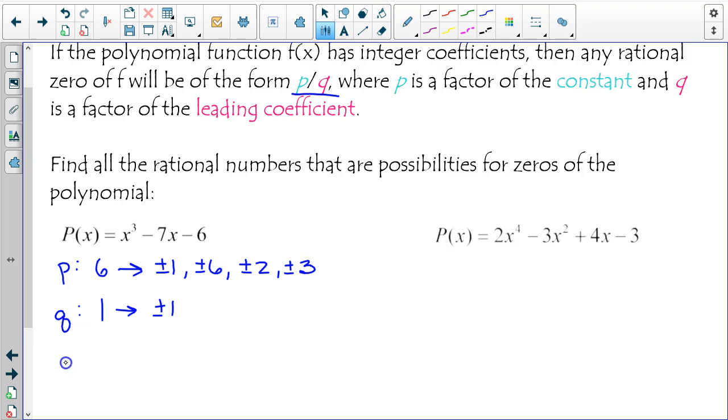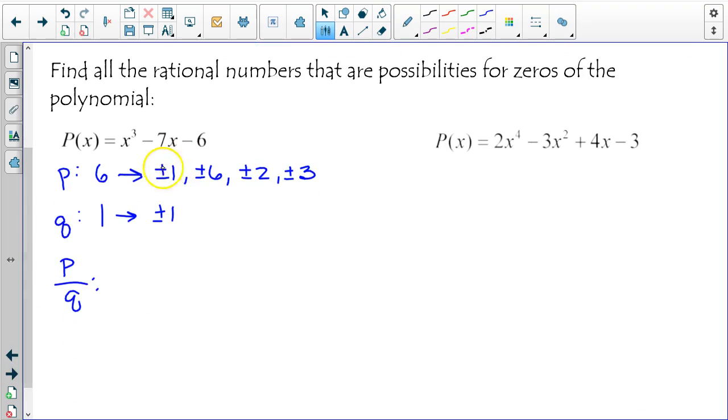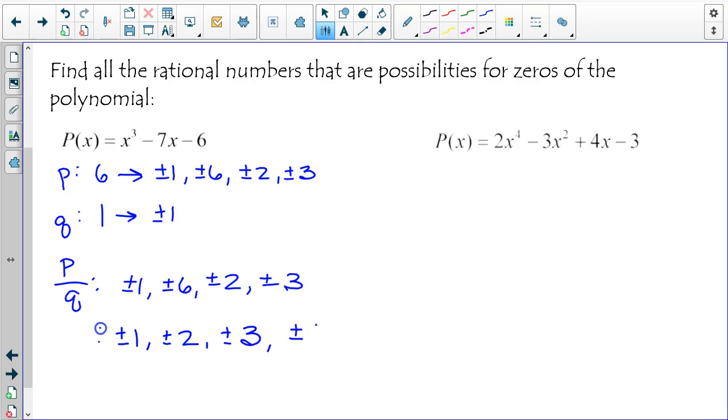It's pretty cool. So p over q then, and then you literally just divide every p by every q. So 1 divided by 1 is 1. 6 divided by 1 is 6. 2 divided by 1 and 3 divided by 1. Now, because I'm a math teacher and I have OCD about things being in order, I rewrite it smallest to biggest, because typically, not always, but typically your zero is going to be closer to the origin, to 0, okay? So I always write it smallest to biggest, and then I just try -1, then +1, then -2 and +2, then -3, or whatever, okay?